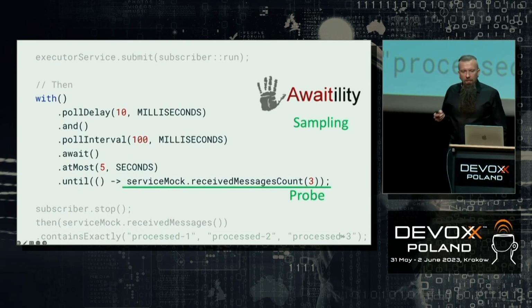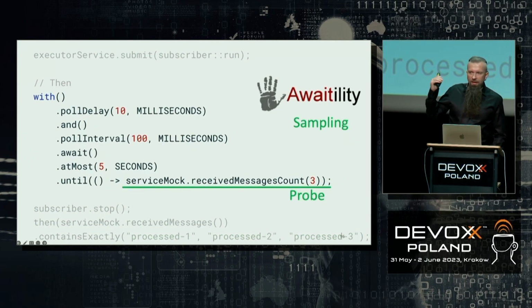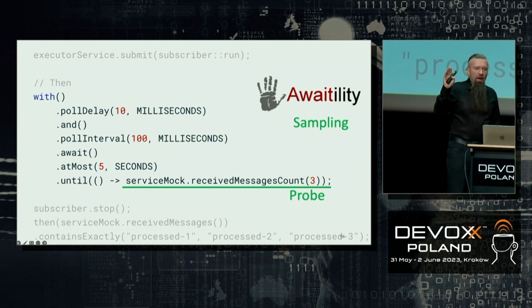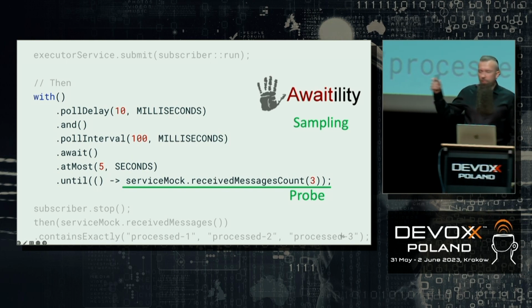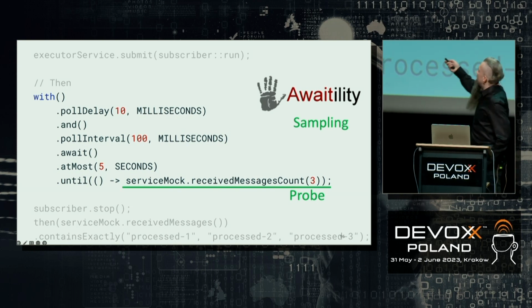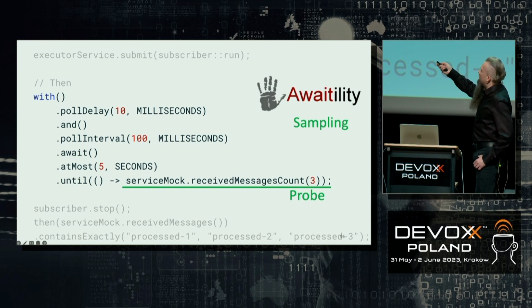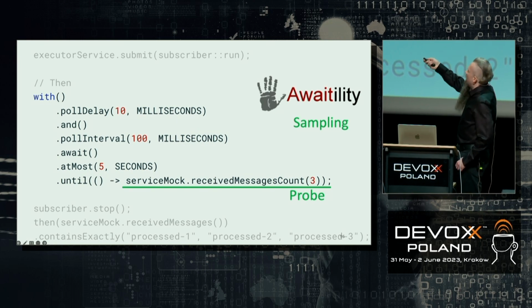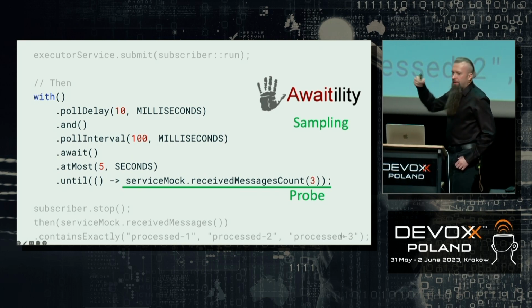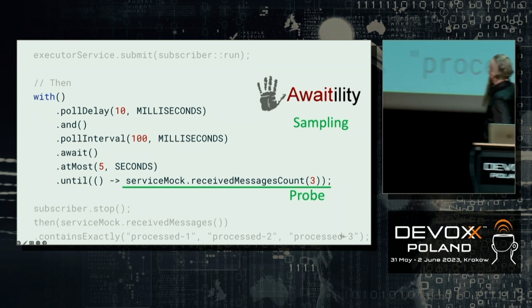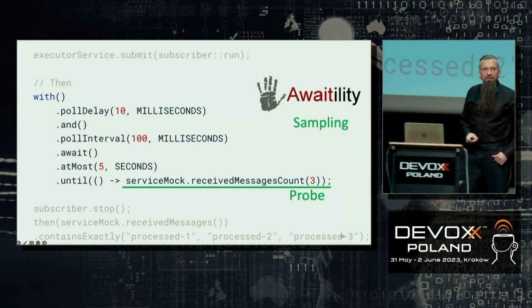Let's use, for example, the Awaitility library, which allows us to do what is called sampling. So we have our probe. What is the probe? Service mock received messages count is 3. So we are now polling after some 10 milliseconds delay. We are doing this after the poll delay, so let's allow our system to start. With the poll interval of 100 milliseconds, every 100 milliseconds we are going to probe our system to see if it has stabilized.